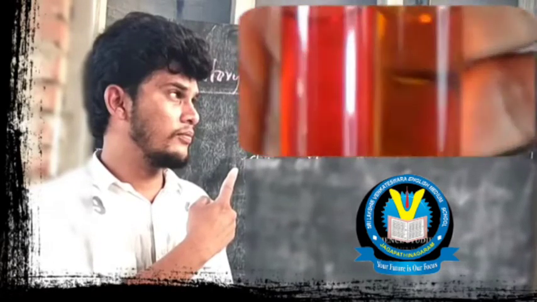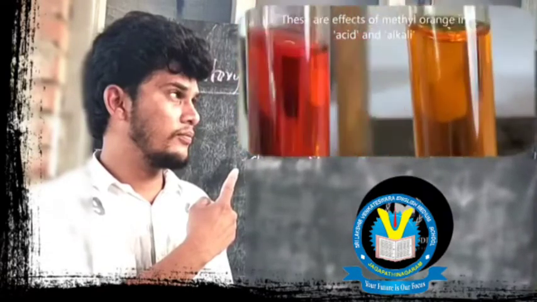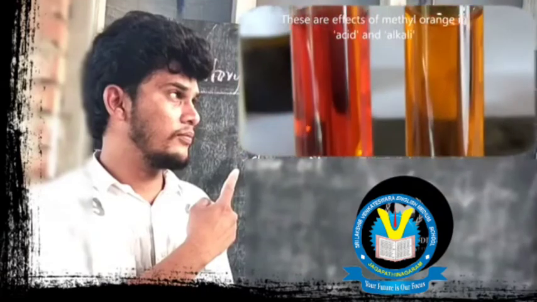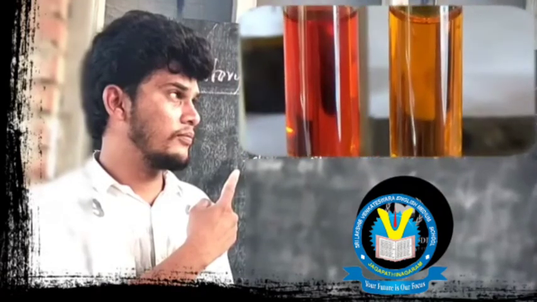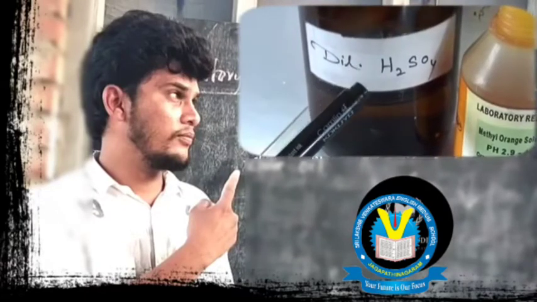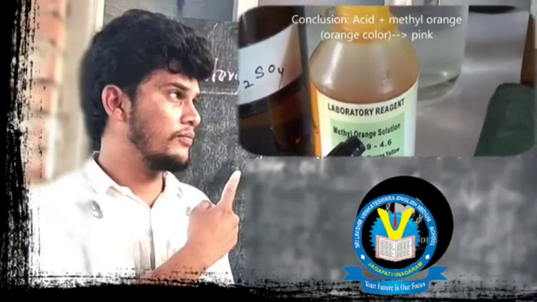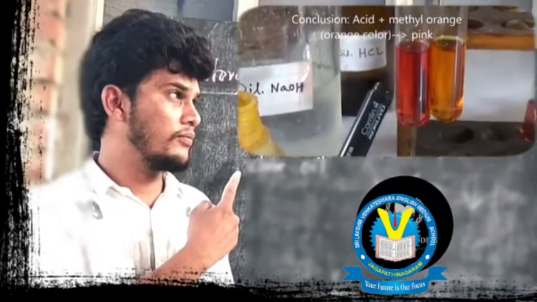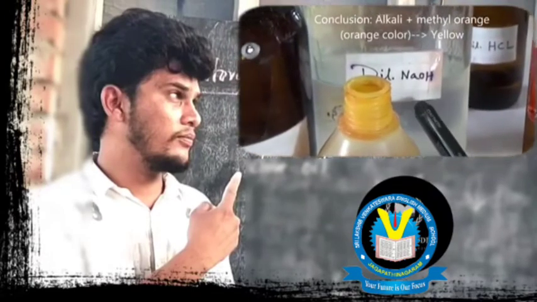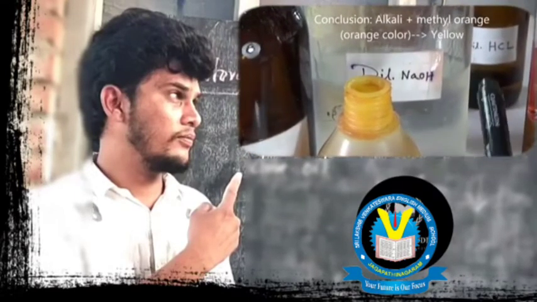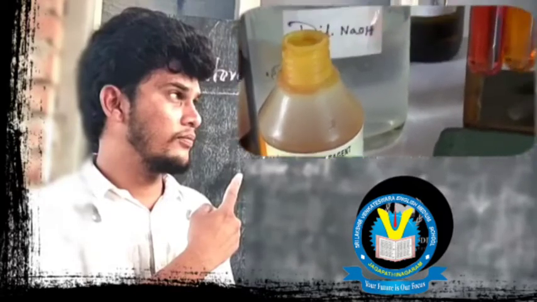I am bringing two samples. Look here, these are the effects of methyl orange in acid and alkali, means alkali base. So dilute H2SO4, which is an acid, reacts with methyl orange and changes its color to pink. And we can conclude from the second observation, NaOH is the alkali base. When I mix it with the methyl orange, it turns into yellow color.